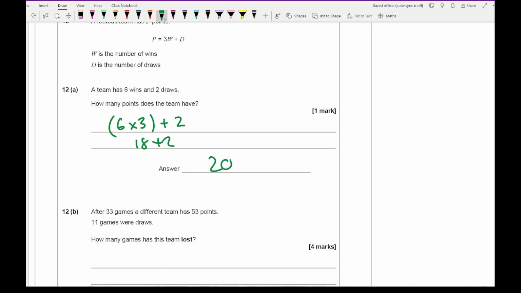Then it says after 33 games, a different team has 53 points. They drew 11 games, and it's asking how many games did they lose. So from this, substituting values in the formula, we want to work out how many games they won. So we use the formula, so we've got 3W plus 11, because there's 11 draws, equals 53. So from this, what we then got, 3W equals 42.